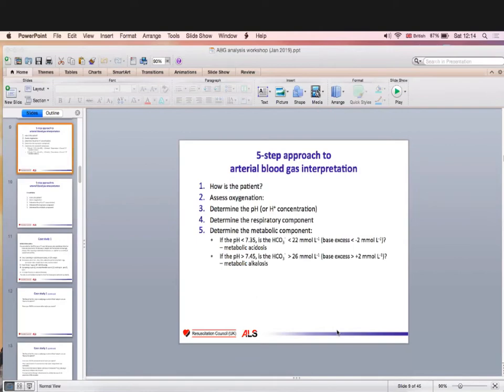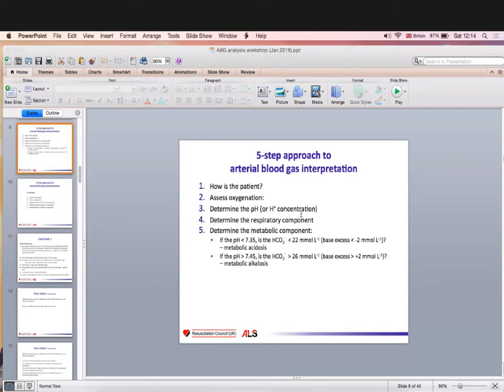Alright. So going back to the 5-step approach again. First, you see how is the patient. Then you assess the oxygenation by looking at the partial pressure of oxygen or PO2, which should be roughly around 90 to 100. Then you determine the pH, see whether it's acidosis or alkalosis. Then determine the respiratory component, see the CO2. If CO2 is less than 35, it's respiratory alkalosis. And if it's more than 45, it's respiratory acidosis.